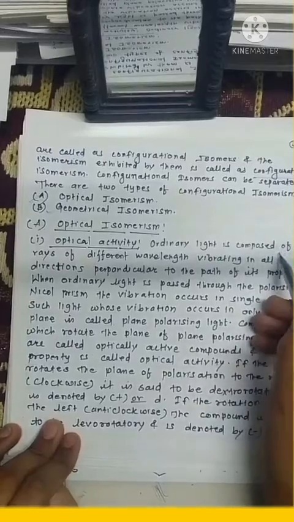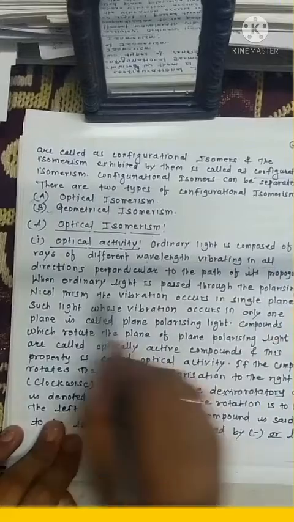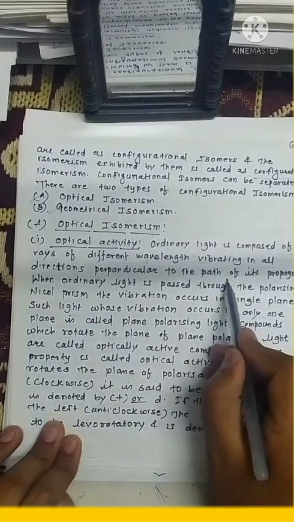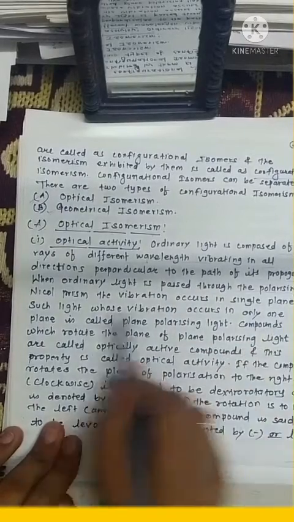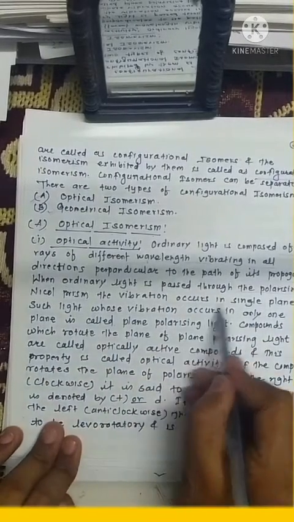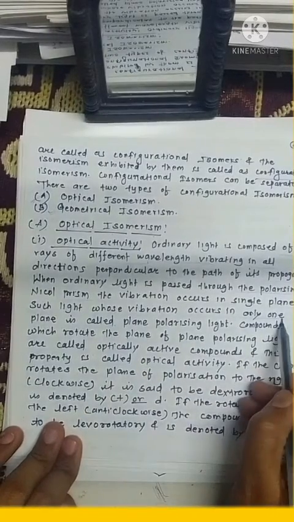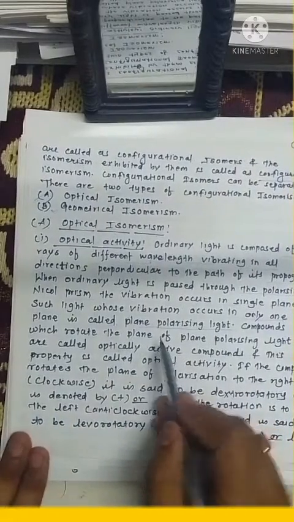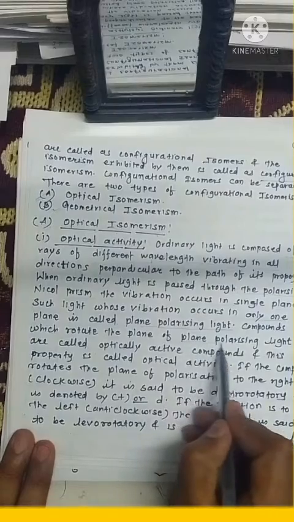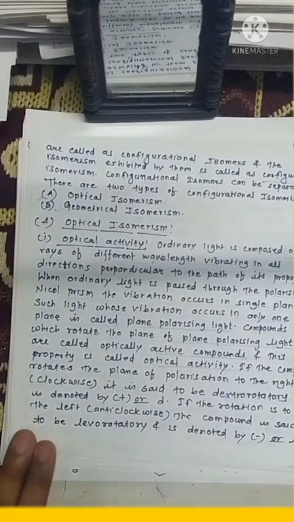Ordinary light is composed of rays of different wavelengths vibrating in all directions perpendicular to the path of its propagation. When ordinary light is passed through a polarizing nickel prism, the vibration occurs in a single plane. Such light whose vibration occurs in only one plane is called plane polarized light. A compound which rotates the plane polarized light is called an optically active compound, and this property is called optical activity.